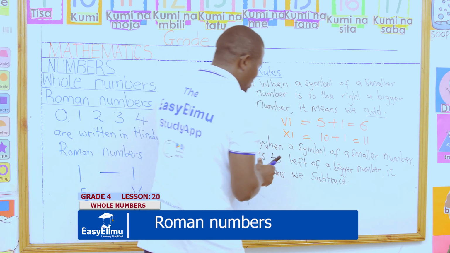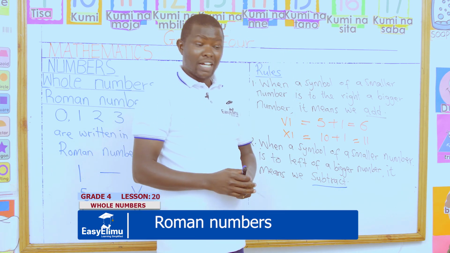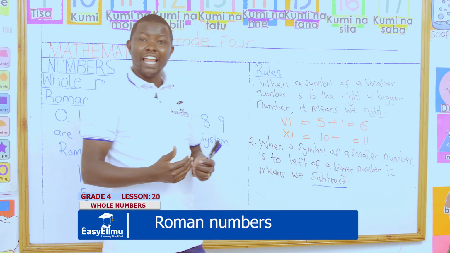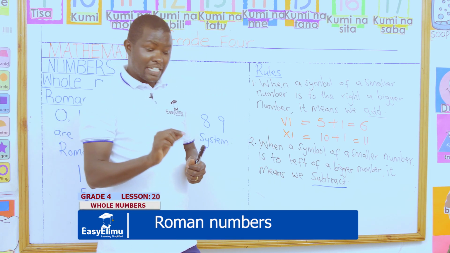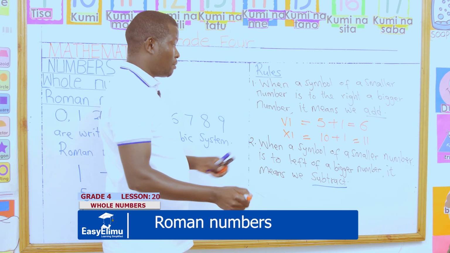That is the next rule. We subtract. When a smaller number is found to the left of a bigger number, it means we subtract. And we have an example. An example, we'll use it here.